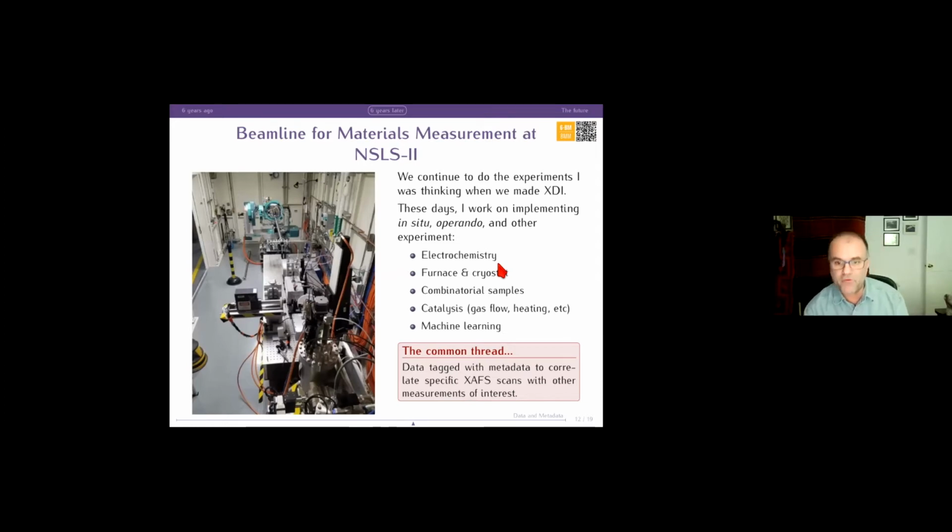BMM, the Beamline for Materials Measurement. Here's a picture of it. It's an XFS beamline. We've also got a goniometer and do some diffraction work, but I'm in charge of the XFS end station here. And at BMM, we continue to do all of the experiments that I was worried about and thinking about 6 years ago when we made XDI.